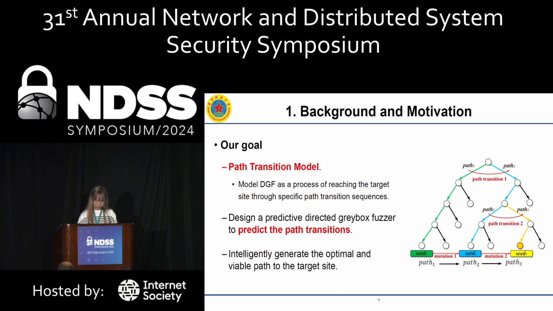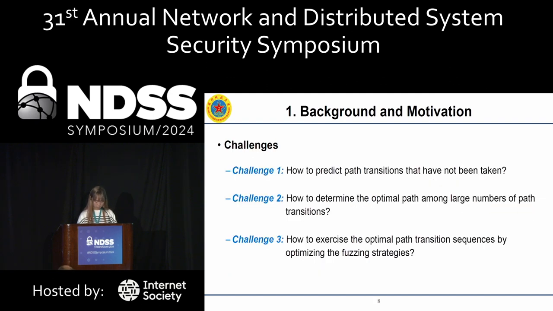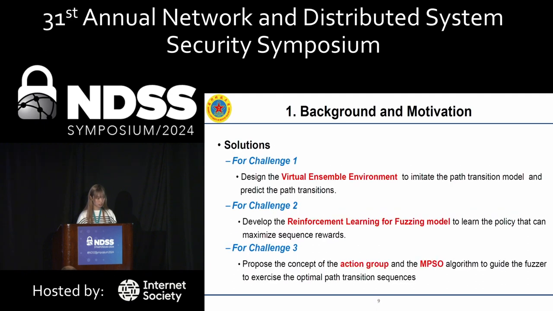Based on this path transition model, we aim to design a predictive directed greybox fuzzer that can predict the path transitions and intelligently generate the optimal and available paths to the target sites. To realize our goal, we need to address three challenges: how to predict the path transitions, how to determine the optimal path, and how to exercise the optimal path transition sequences. To address these challenges, we designed the virtual ensemble environment, developed the reinforcement learning for fuzzing model, and proposed the concept of the action group and the MPSO algorithm to guide the fuzzer to exercise the optimal path transition sequences.